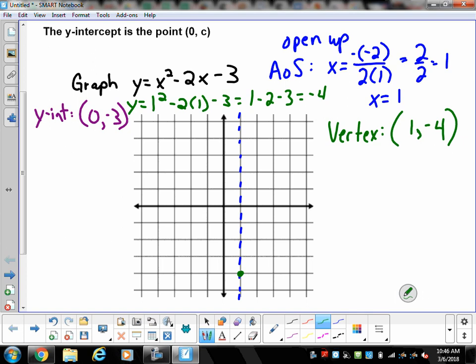Okay. And then the other thing that I know is I have a point at (0, -3), so right here. So I just use all the information that we just talked about from that top information. Now, from yesterday, if I know a point on one side of the parabola, where else do I know a point? Yeah, the exact same distance from the axis of symmetry on the other side. So there's going to be a corresponding point right there.